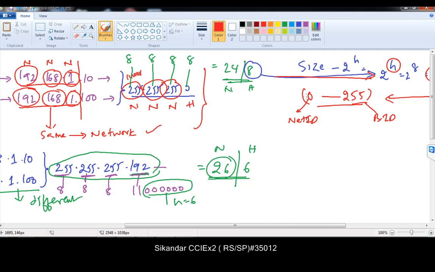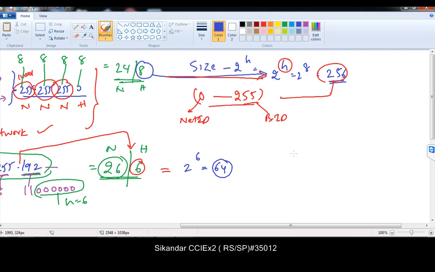So 0 to 255 is one network, so they become the same network. That's the reason we are saying they're on the same network. But when we write the subnet mask of 255.255.255.192, the device will understand that there are 26 network bits as per the bit calculation, and there are 6 host bits. So the size of the network will be based on 2 to the power of h. 2 to the power of 6 is 64, so 64 is the size.